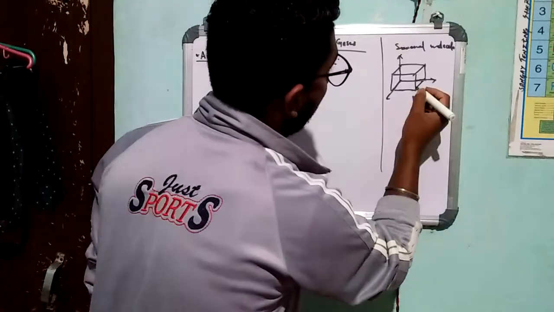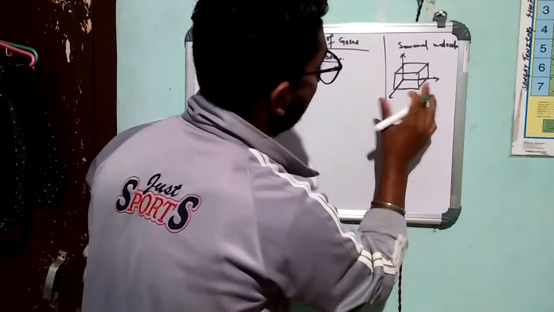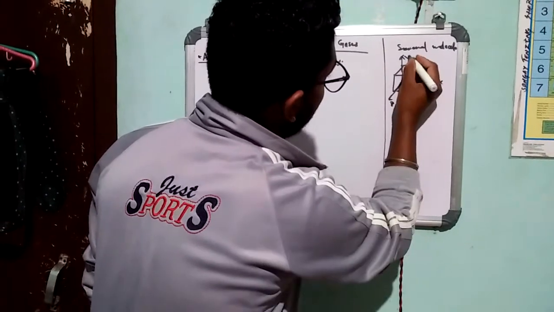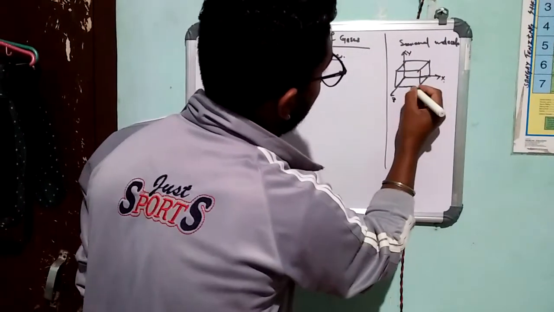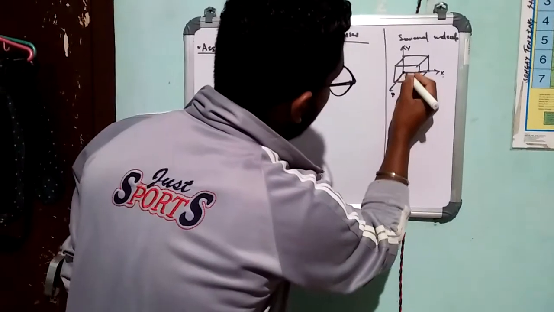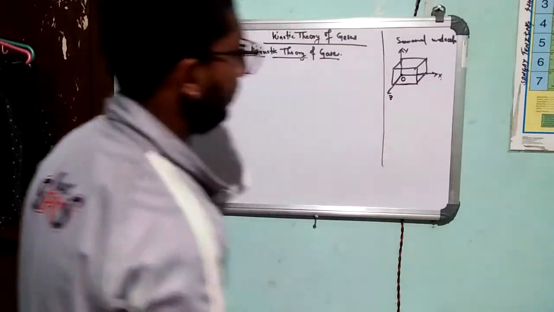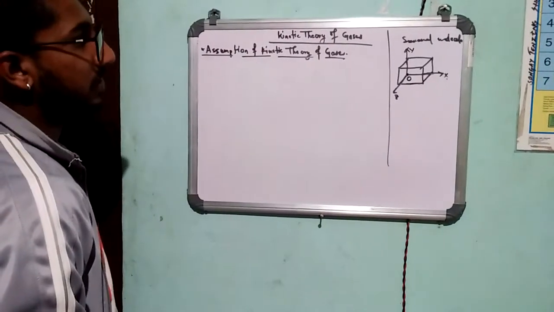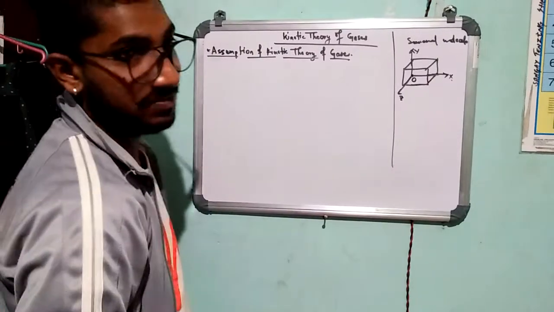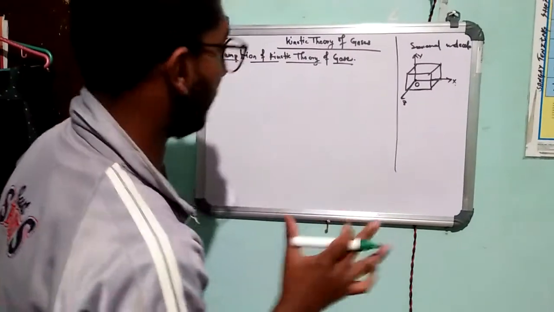And let us suppose the three-dimensional coordinates, that is x, this is z, and this is y, x, y, and z, and this point is our origin. Now first of all I will explain some of the assumptions of kinetic theory of gases.